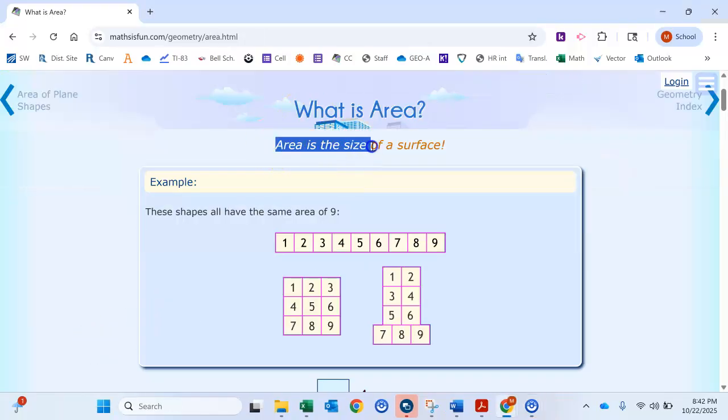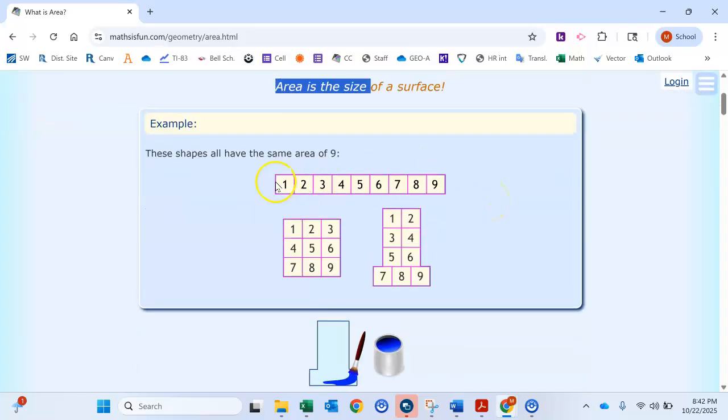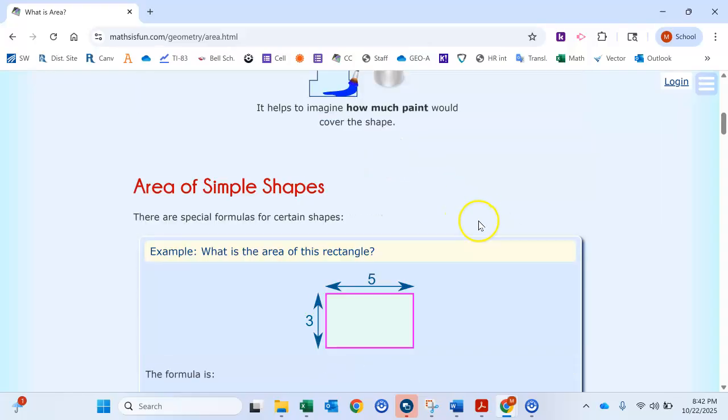Okay, so next, let's look at the area. What is the area? It's the size of a surface. What does that mean by size? It's like if this is one block right here, then there's 1, 2, 3, there's 9 blocks. So the size of that is 9 blocks, right? However many. Is it an inch? Is it a millimeter? Is it a mile? Same thing here. How many blocks? 1, 2. We count them up and there's 9. So these are 3 different ways to show that they all have the area, or the size, of 9 blocks.